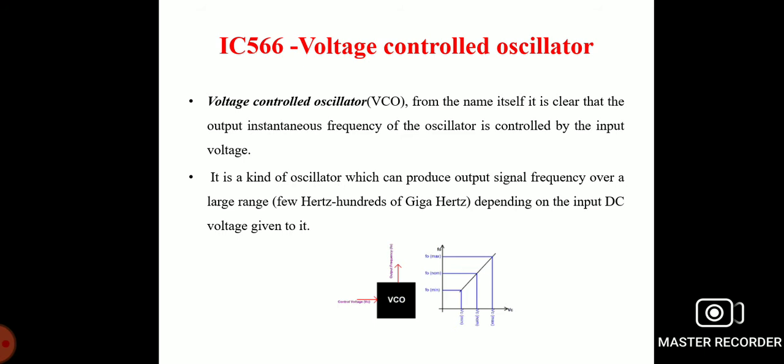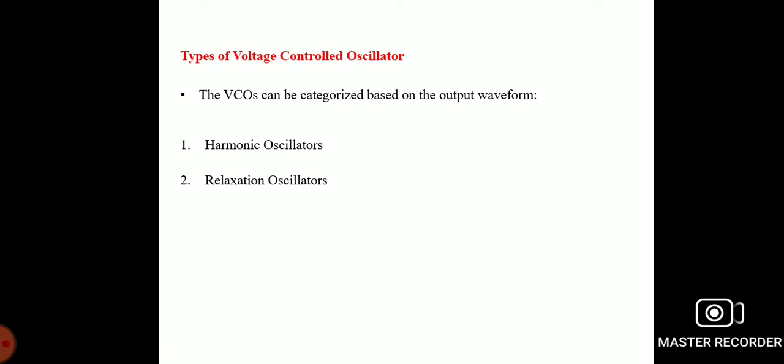Now we are moving to the types of voltage controlled oscillators. The voltage controlled oscillator can be categorized based on the output waveform. Number 1, harmonic oscillator. Number 2, relaxation oscillator. The output waveform produced by the harmonic oscillator is a sinusoidal waveform. This is often referred to as a linear voltage controlled oscillator, for example, LC and crystal oscillator.